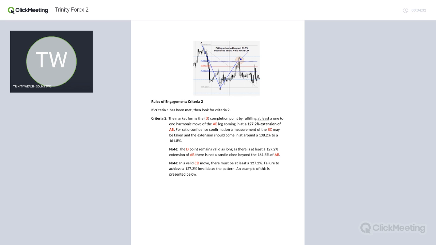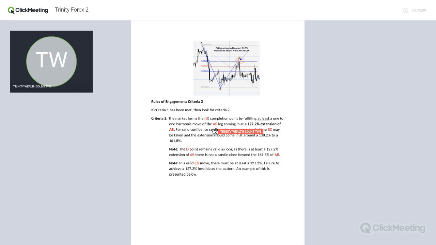Criteria number 2: the market forms the D completion point by fulfilling at least a 1-to-1 harmonic move of the AB leg, coming in at a 127.2% extension of AB. For ratio confluence, confirmation, and measurement of the BC may be taken, and the extension, this second point, we'll leave out for now. So let's work with the 1-to-1 harmonic, because this requires us to add some other ratios, which you didn't add initially.